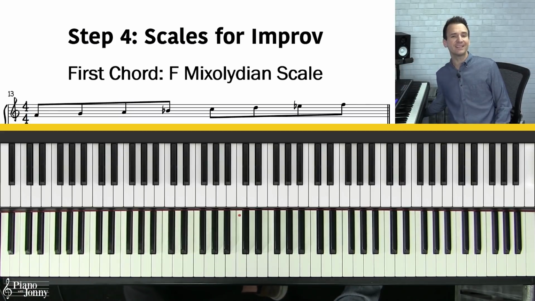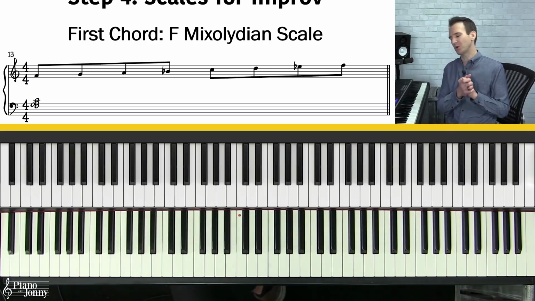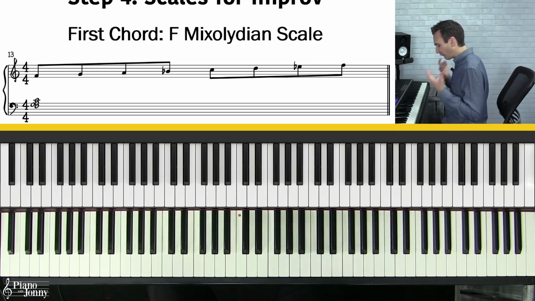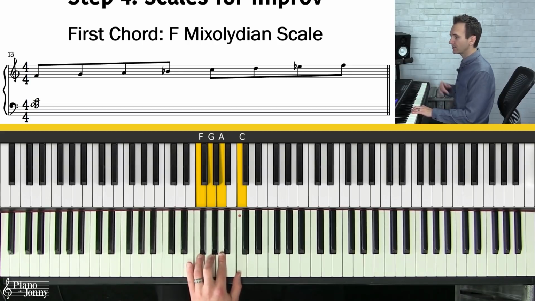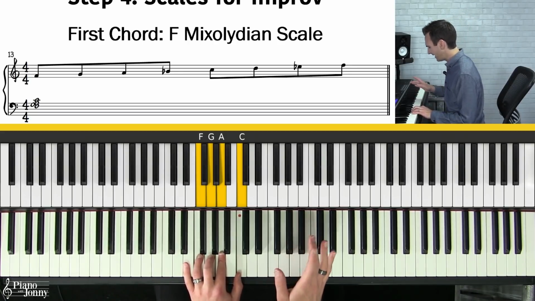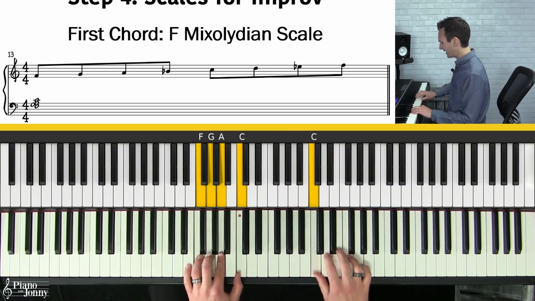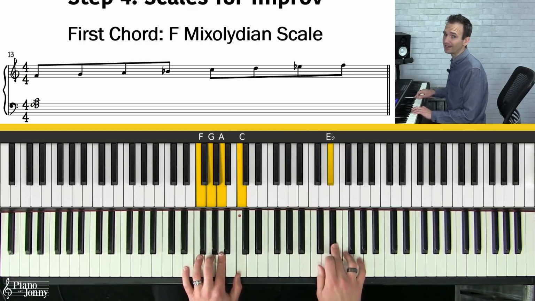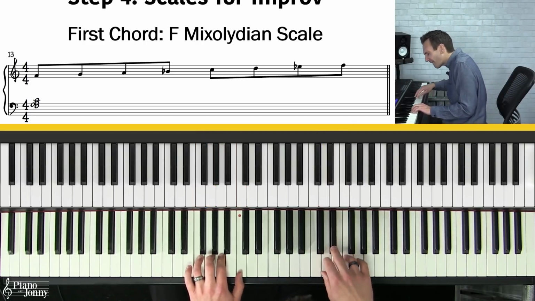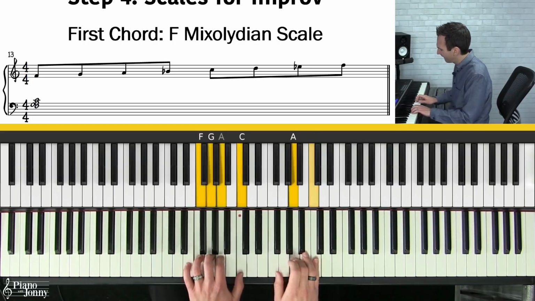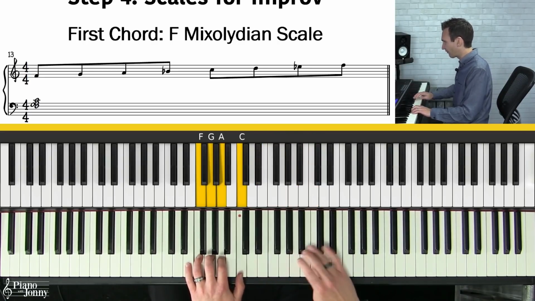All right, our final step is to improvise over these chords, and you only need to know 2 scales to improvise over these chords. Now for the first chord, our F major chord, the scale that I like to use is called F Mixolydian. It's like an F major scale, except instead of playing an E, we play an E flat. And it gives it kind of a darker, bluesier sound. Right? So this is a really nice scale to use on the first chord.